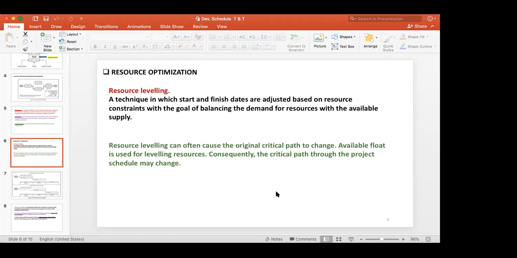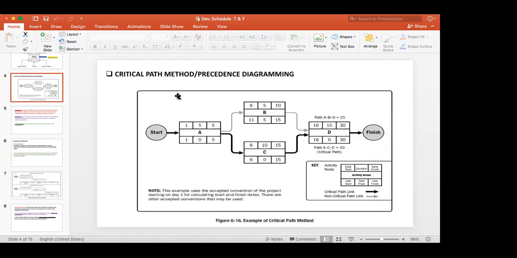If you change some activity in the critical path, now you see the critical path. Say this is the critical path. If you adjust this one, what will happen? The critical path will change. Now here you have 5 days, but if you adjust this one, nothing will happen.